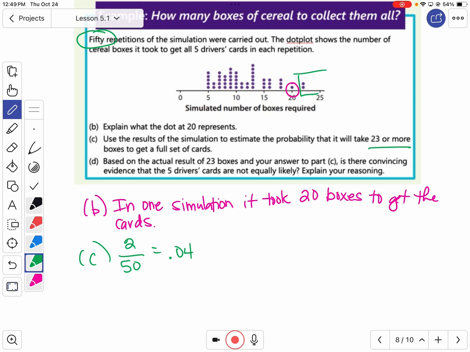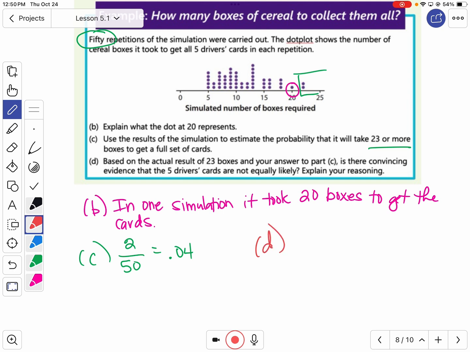Now, look at D. It says, based on the actual result of 23 boxes in your answer to part C, is there convincing evidence that the 5 drivers' cards are not equally likely? That's kind of a weird question. So do we have convincing evidence that you got a better chance to get one card over the other? They put more of one card in the boxes versus another. That's kind of what we're looking at. Because it's a 4% chance it's going to take you 23 boxes to do it.